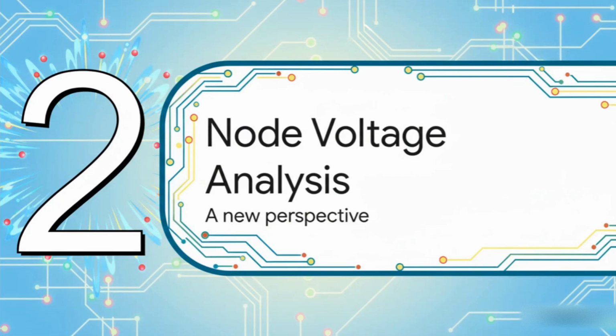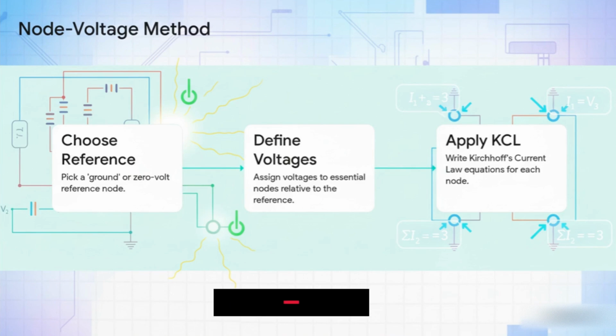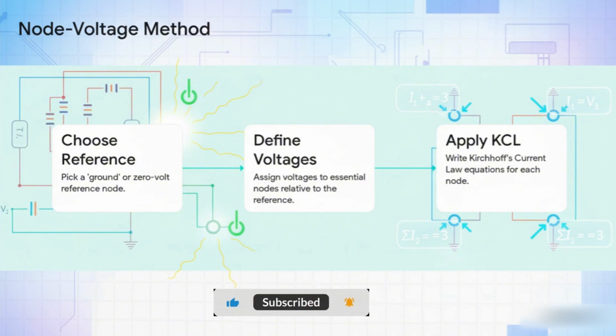First up, let's talk about the node voltage method. Think of this as looking at the circuit from a different perspective. It's all about finding the key pressure points, or voltages, in your circuit and working from there. It's really just a three-step dance. First, you pick a spot to be your ground, your 0-volt reference point. Easy enough. Then, you label the voltages at all the other important connection points, the nodes, relative to that ground. And finally, you use Kirchhoff's current law at each of those nodes to write out a few equations. A little bit of algebra later, boom, you've cracked it.